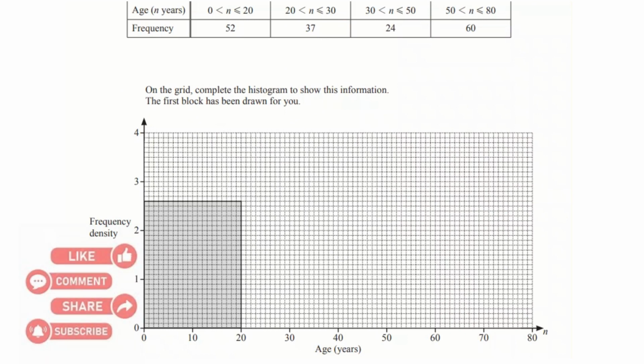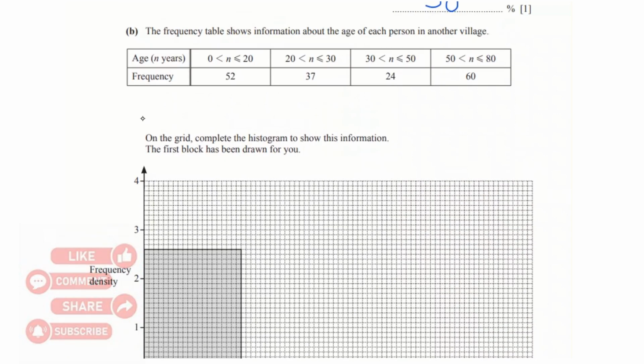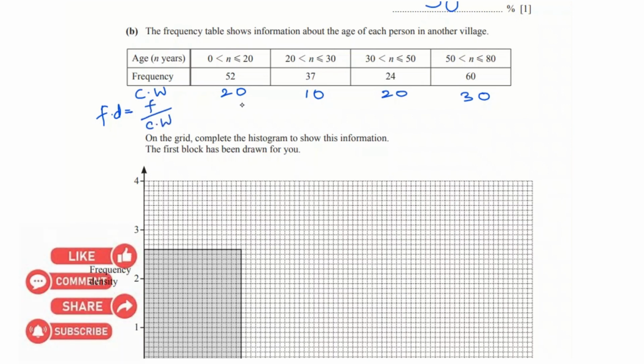So we'll have to find out the class widths, then the frequency densities for each block. So class width for 0 to 20 is 20, 20 to 30 is 10, 20, 30. Frequency density is equal to frequency upon class width. So 52 upon 20 is 2.6.